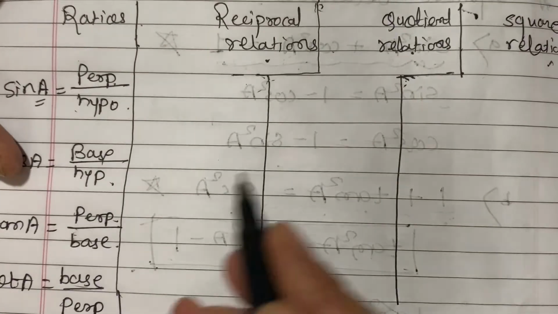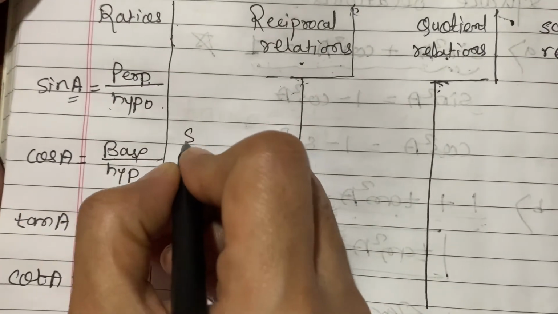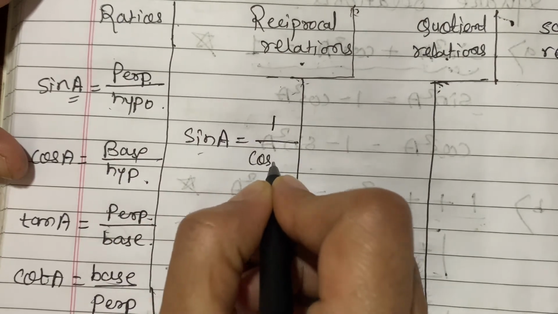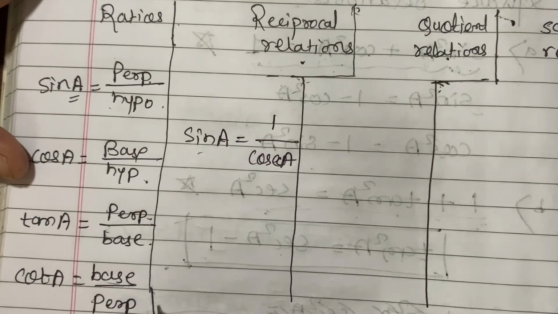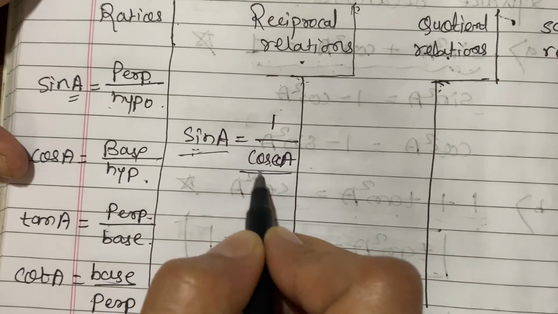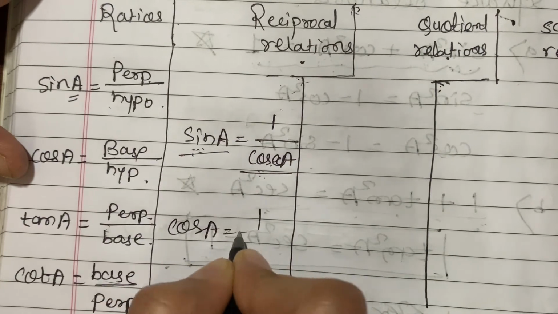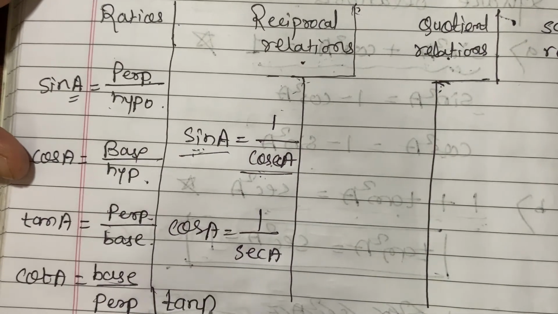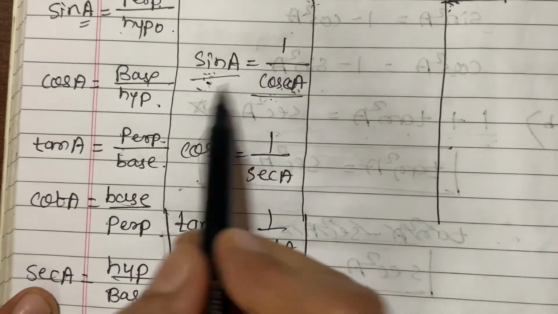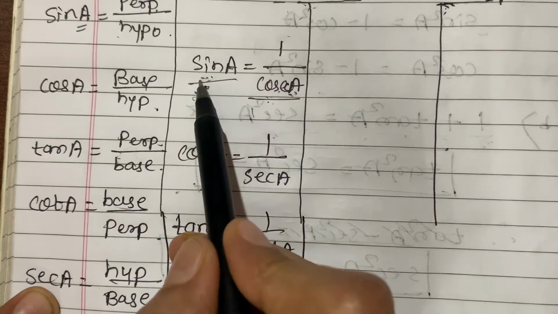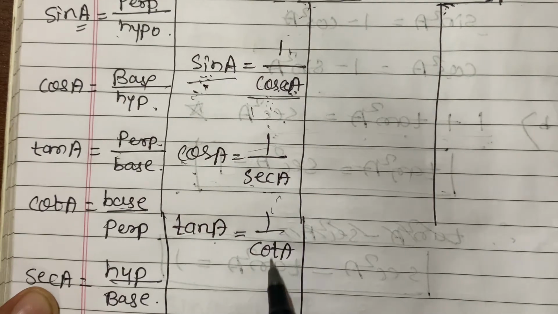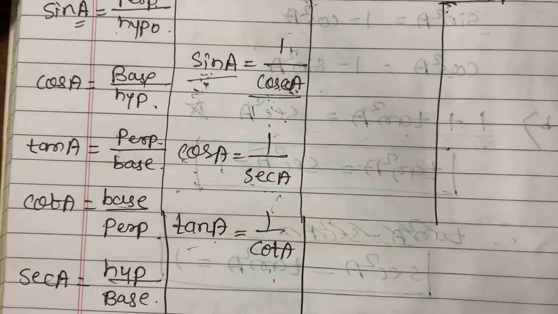Then the reciprocal relationships. Sin A is equal to 1 upon cosec A. This is the reciprocal relationship between sin A and cosec A. Sin A is the reciprocal of cosec A and cosec A is the reciprocal of sin A. Cos A is the reciprocal of sec A, and tan A is the reciprocal of cot A. So sin A is equal to 1 upon cosec A means cosec A is 1 upon sin A. Cos A is equal to 1 upon sec A means sec A is equal to 1 upon cos A. Tan A is equal to 1 upon cot A means cot A is equal to 1 upon tan A. It is called a reciprocal relationship.